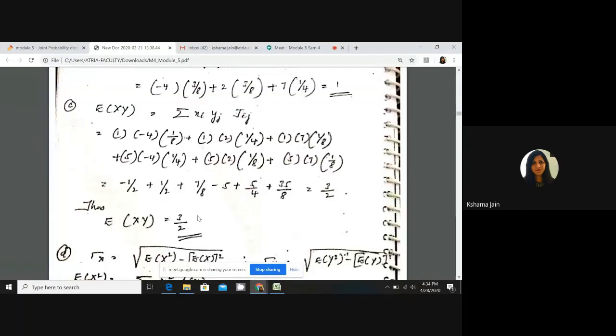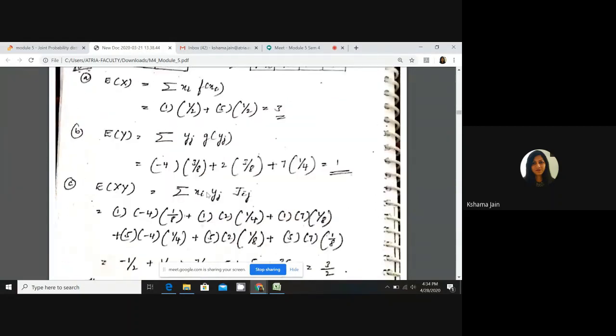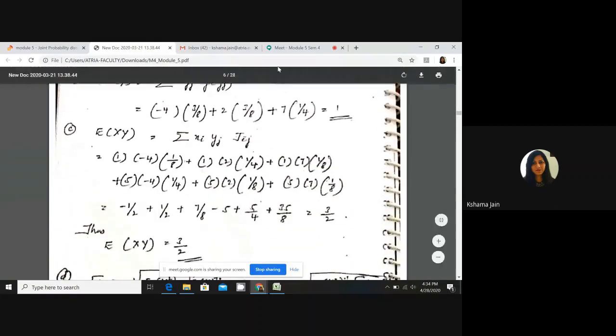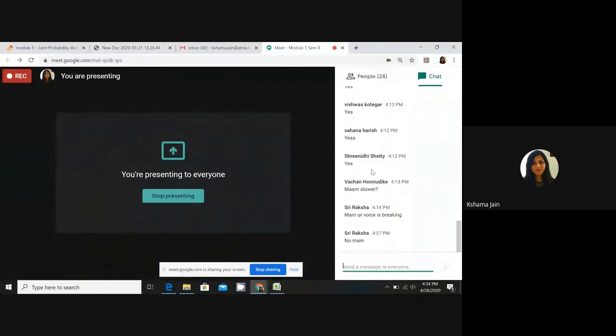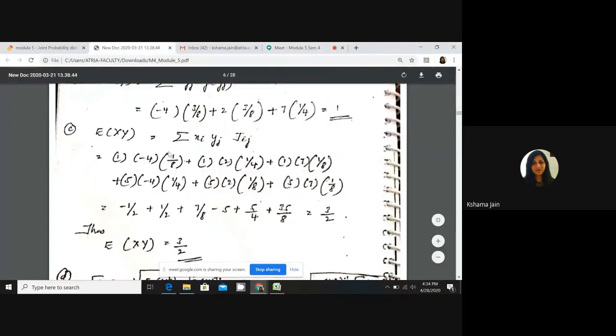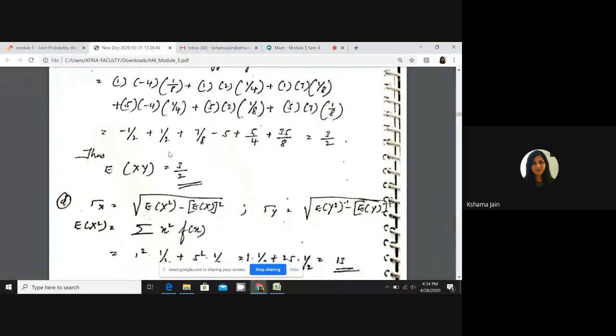Any doubt till here? Ex, Ey and Exy. Any doubt, students? Just remember, when you are taking Ex separately and Ey separately, we need to take marginal distributions. But when we are taking X and Y together, so expectation of X and Y, you need to take the joint probability distribution. Any doubt till here, students? If you won't tell, I will go ahead. No, ma'am. So this was the third, and fourth was the standard deviation.